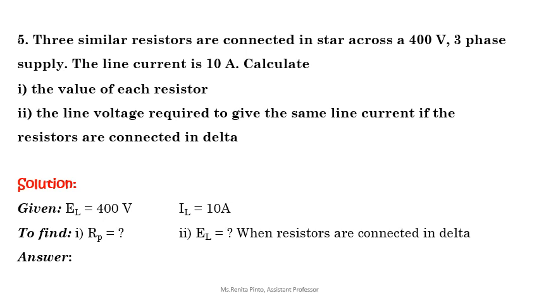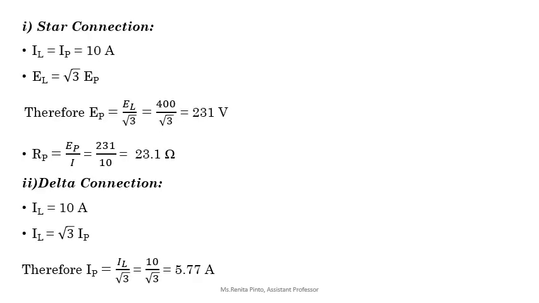So first you need to find out what is the value of each resistor. Then you need to find out what is the line voltage required if the same line current is produced when the resistors are connected in delta. So first question, we have to find out what is the resistor. How can I find out?